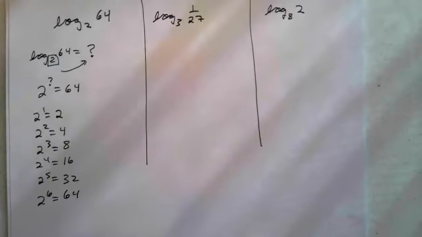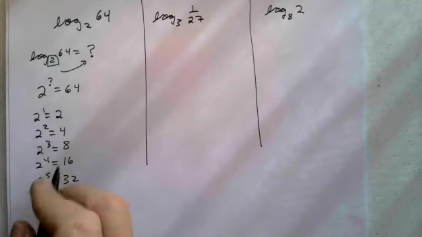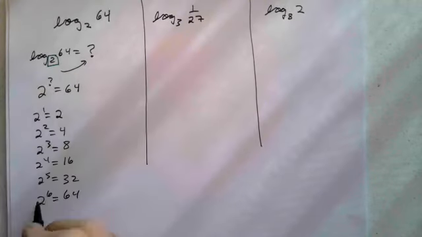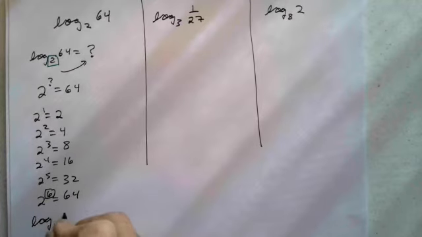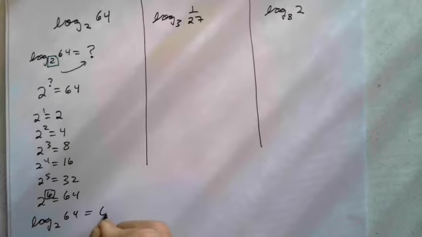So if that's the case, what that tells me then is log base 2 of 64: 2 to what power is 64? 2 to the sixth is 64. So we conclude log base 2 of 64 equals 6. Why? Because 2 to the sixth power equals 64.